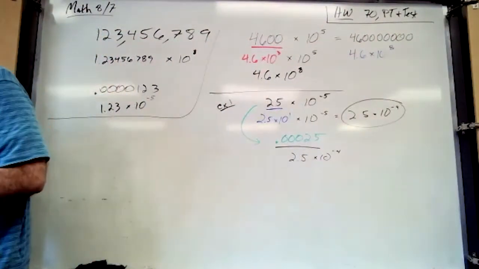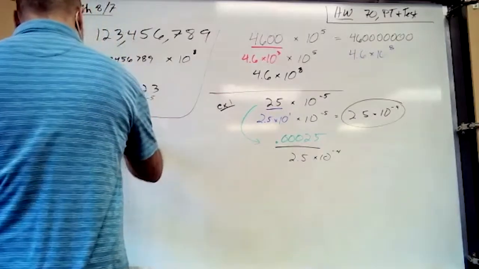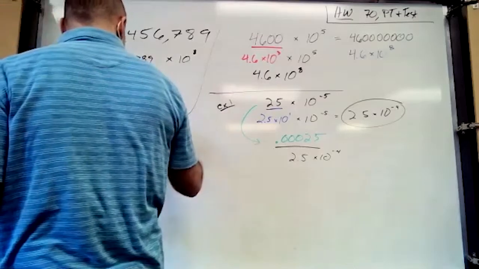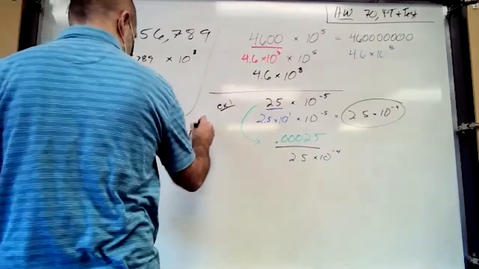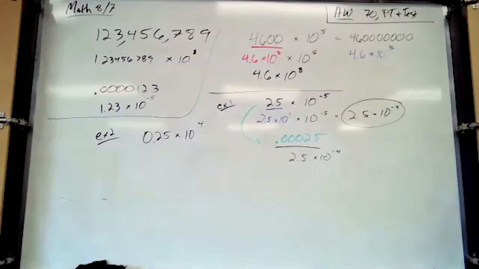Let's do one more and then we'll move on to lesson 70. So here's example 2. 0.25 times 10 to the 4th. So try this on your own. I want to figure out the standard notation, or I want to write it in scientific notation.